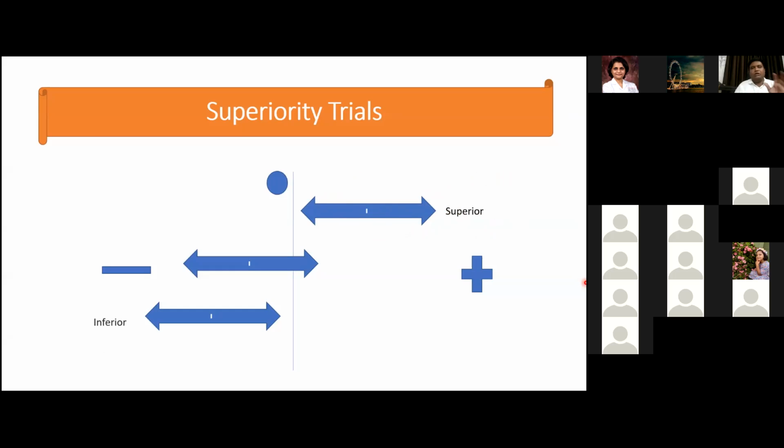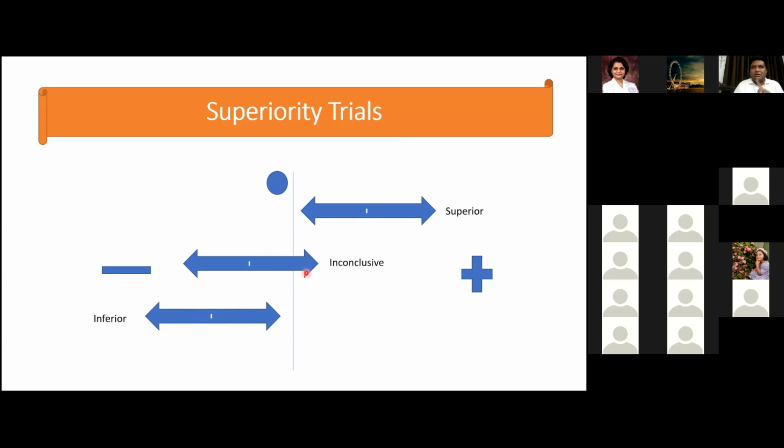This scenario indicates that the experimental arm is inferior, or the control arm is superior. Let's say the mean difference here is -5, and the confidence interval is from -7 to -3. But when it comes to the middle scenario, we cannot conclude that both the treatment arms are similar.